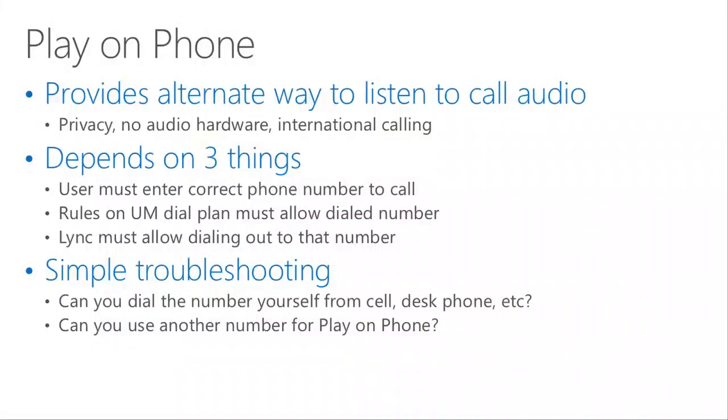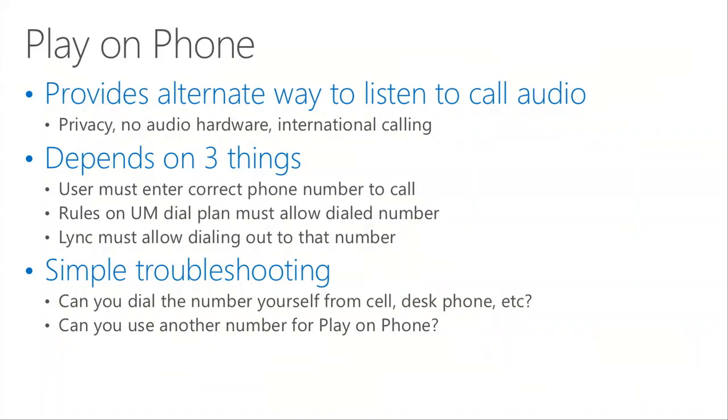Play on phone, on the other hand, is a great example of a pure outbound call. So when you use play on phone, typically the use case is you have a voice message and you want to listen to it, but you don't have a way to listen to it privately. So you need to use your phone instead of the speakers on your desktop, or you're someplace where there is no audio capability on your computer and you need to listen to the message. So here, when you click the Play on Phone button in Outlook or OWA, you're prompted to put in a phone number.